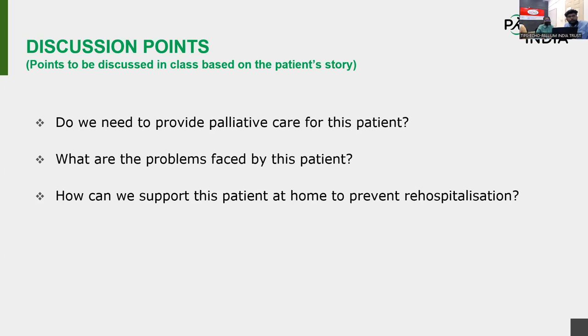Thank you, Sharad, for the clarification. What way can we prevent rehospitalization? That is a good question. Salome, I have a question. Is she staying alone or with some family members? She is staying with her husband. They have their own little house. I don't know about the condition of the house, but they are living together, and no one else is with them.